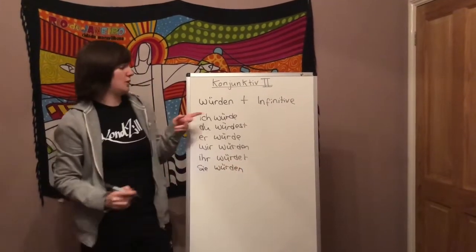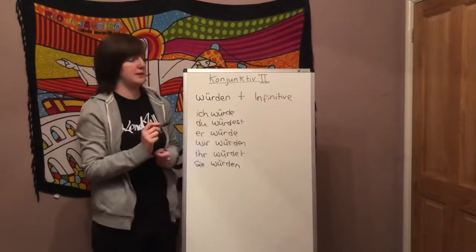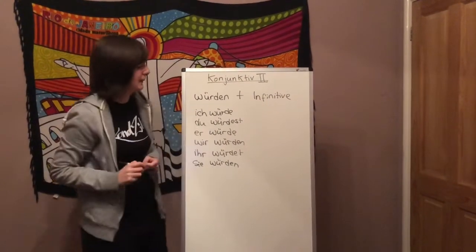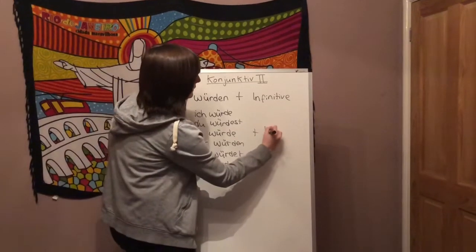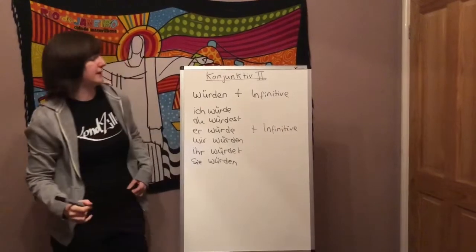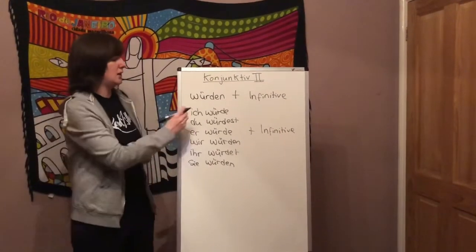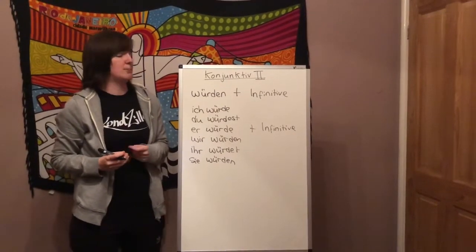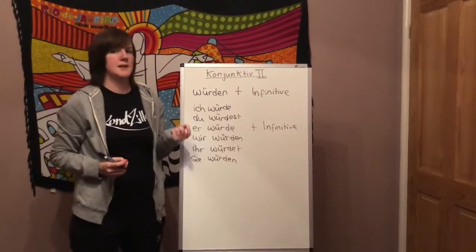And make sure you put the umlaut. I'm not just doing that to look pretty, it's really important. If you don't have the umlaut, then you're changing the whole tense. So you need to have that. And then we're going to plus infinitive. So, for example, in order to say I would play, I could say ich würde spielen. To say I would play tennis, ich würde Tennis spielen.